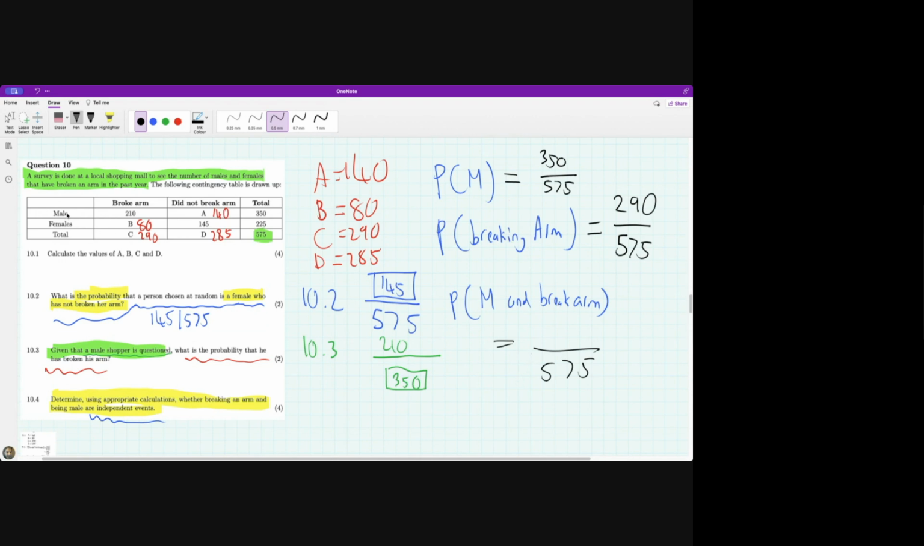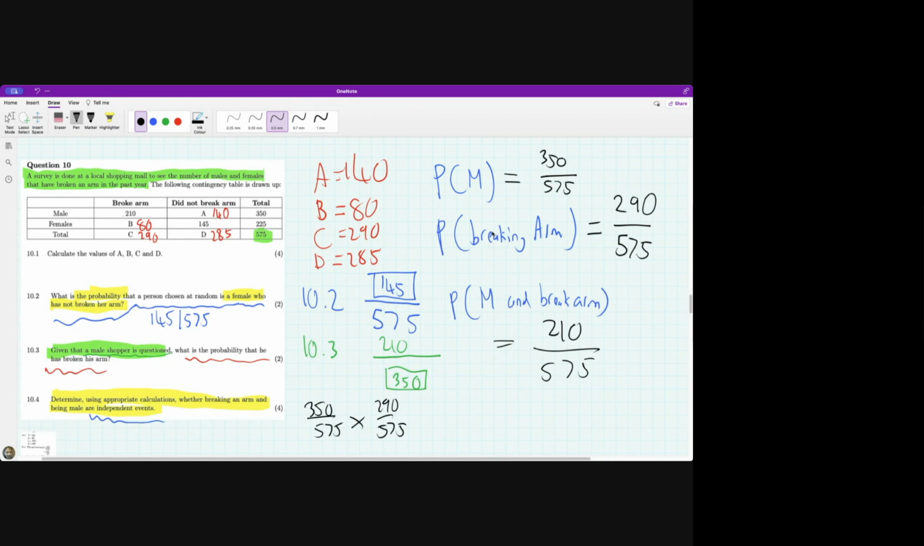So I go for male, broken arm. It's going to be 210. Okay, now we need to check for independence. So what I'm going to do is work out what this times this is, which is basically just multiplying these two. So let's see what I get. In fact, you do it, and you tell me if you think these events are independent.